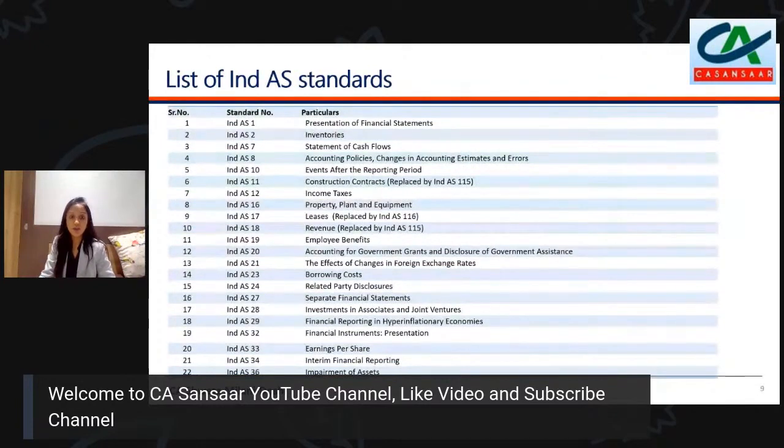What are the differences over here? We'll cover it at a conceptual level. Under Ind AS 27, you have been given an option. If you have an investment in a subsidiary, you can either recognize it at cost or you can recognize it in accordance with Ind AS 109, which is called the Financial Instrument Standard.